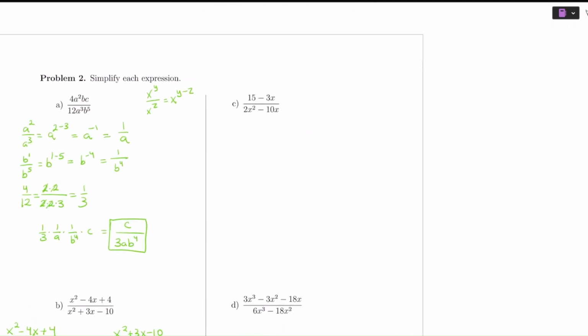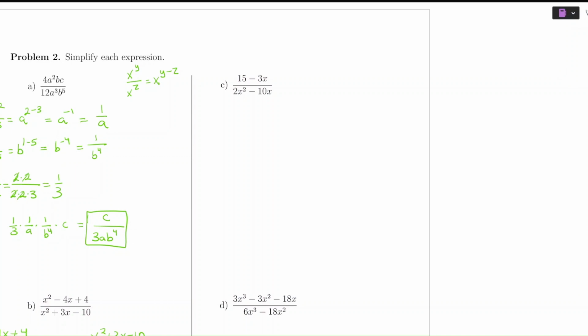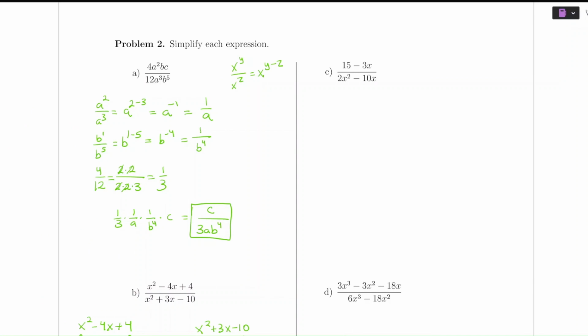All right, so for C, what I would think about is taking out a common factor. So 15 and 3, I notice both have a common factor of 3. When I do 15 divided by 3, I get 5. And if I did 3x divided by 3, I would get x. So I can take out that factor of 3 and write 3 times 5. That would give me my 15, and then minus x, because that would give me my minus 3x.